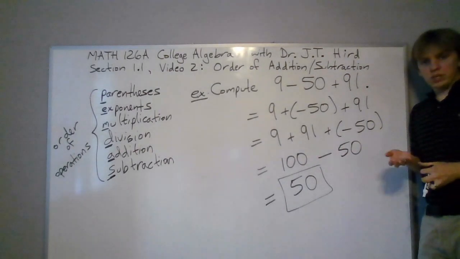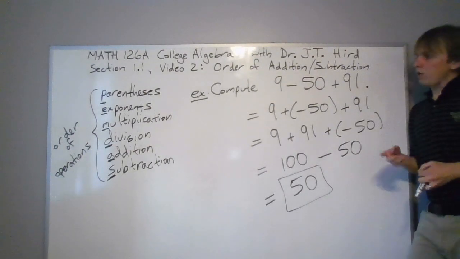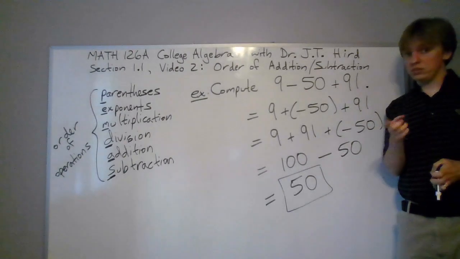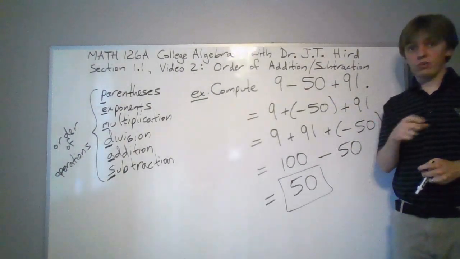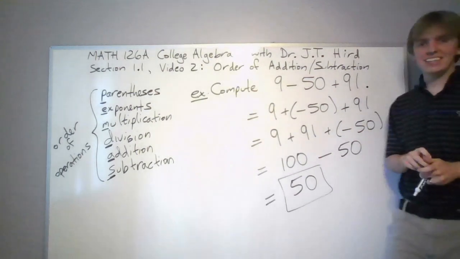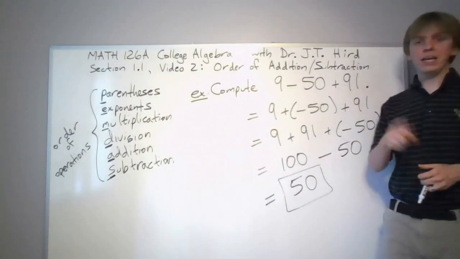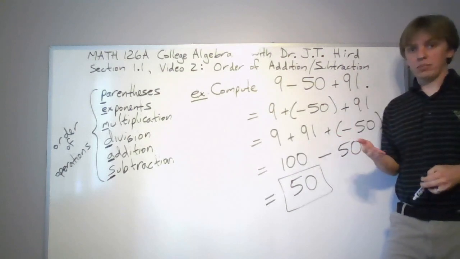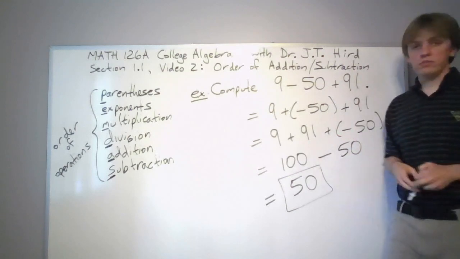Alternative ways that we could have done the problem. We could have gone from left to right. 9 minus 50 is negative 41. You started with $9. You wrote a check for 50. You're $41 in debt. And then you add 91. You pay 91. And we now are back to having a positive amount in our bank account, which is actually $50.